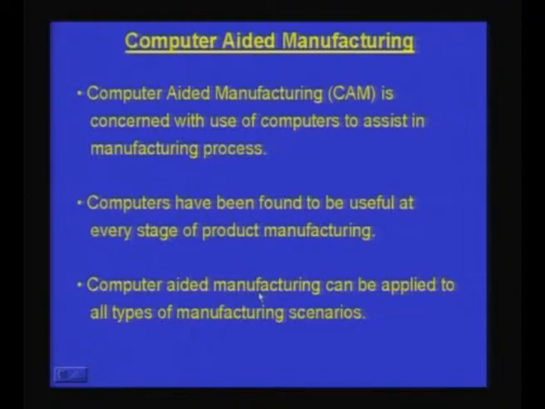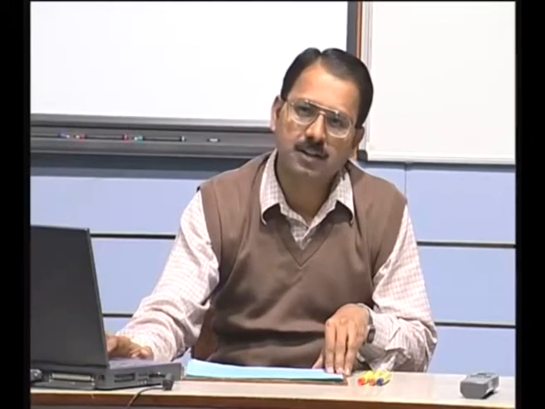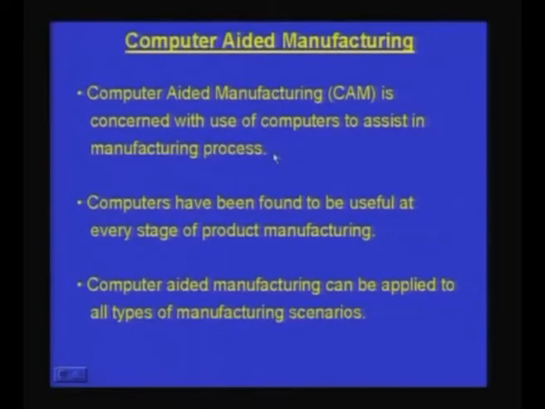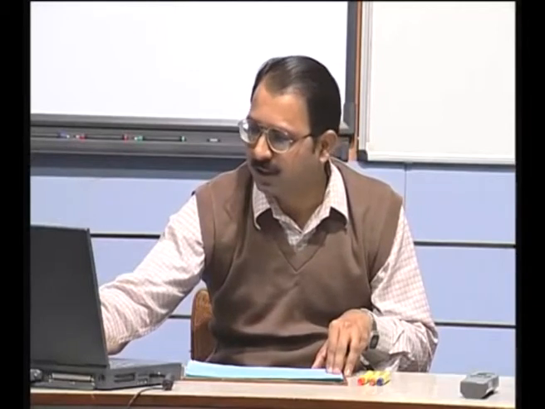You are aware of various types of manufacturing systems, like a mass production system or a batch production system. In all these situations computers have been found to be useful in some way or the other. So, this definition is very generic. Now, the best way to study what computer aided manufacturing is, is to go through a few examples, the ways computers are being used in industry. That is what we will do as a part of this lecture.